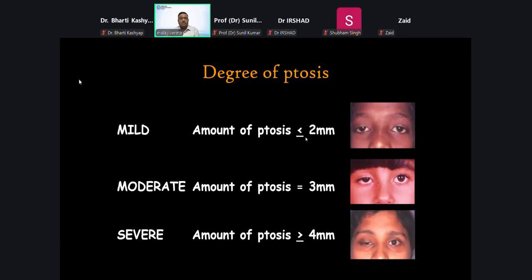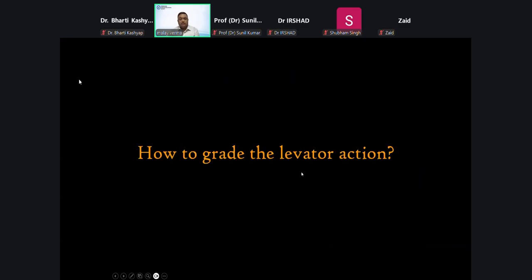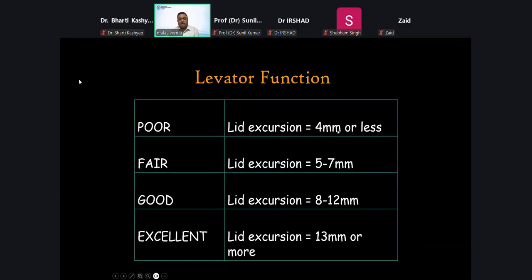How to grade the ptosis? Mild ptosis is when ptosis is 2 millimeter or less. Moderate is when it is 3 millimeter, and severe when it is 4 millimeter or more. So how to grade the levator action?